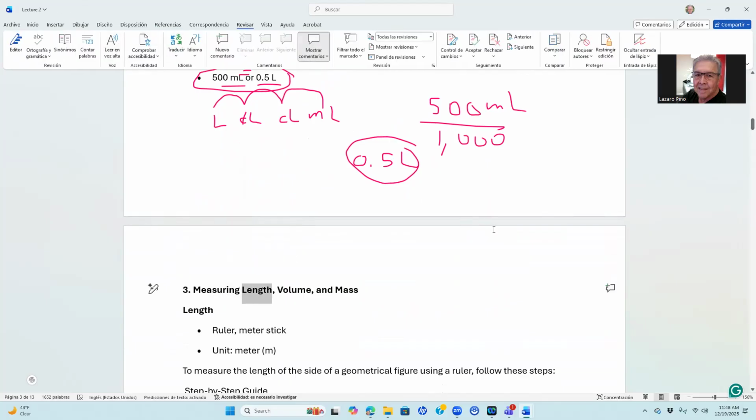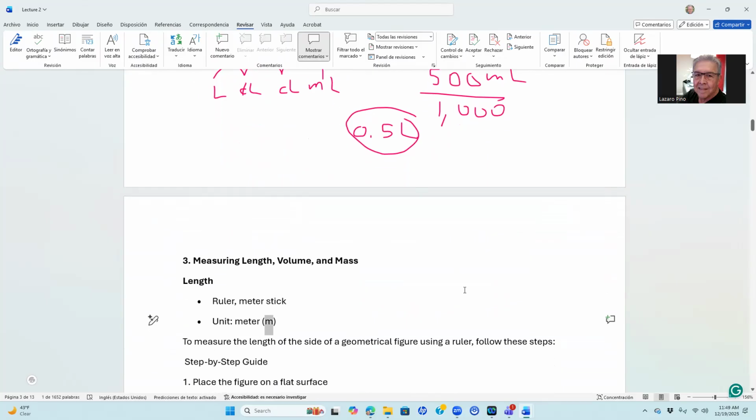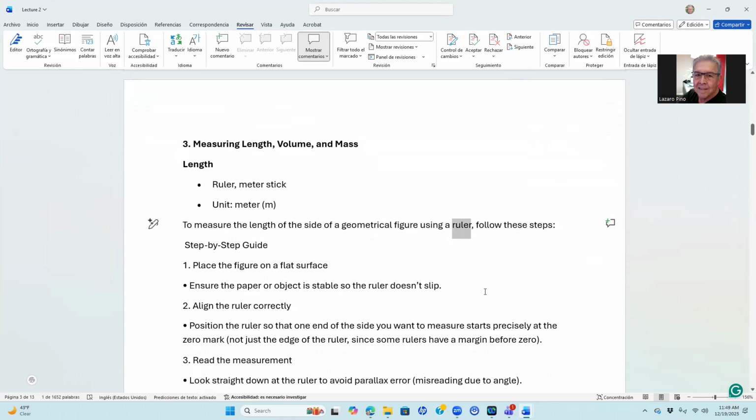Three, measuring length, volume, and mass. Length. Ruler, meter stick. Unit, meter, m. To measure the length of the side of a geometrical figure using a ruler, follow these steps. Step-by-step guide. 1. Place the figure on a flat surface. Ensure the paper or object is stable so the ruler doesn't slip.